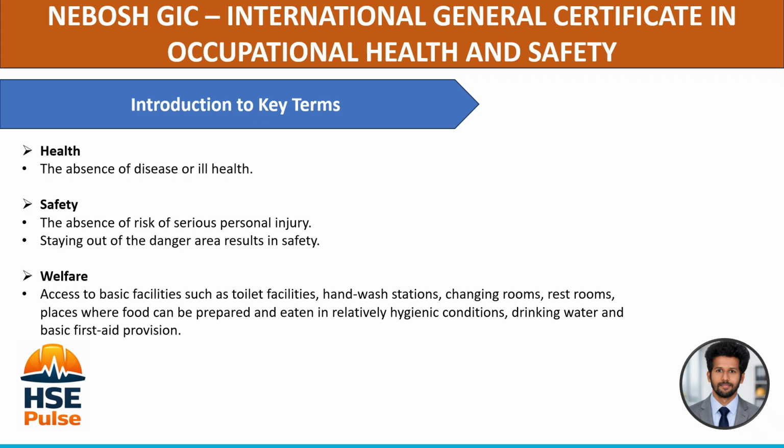Next key term is welfare. Every company should provide basic welfare facilities to its employees, such as toilet facilities, hand wash stations, dress changing rooms, restrooms, places where food can be prepared and eaten in relatively hygienic conditions, drinking water facilities and basic first aid provision. In case of any injuries to any employee, immediate care can be provided through first aid provision. So the company should provide it.